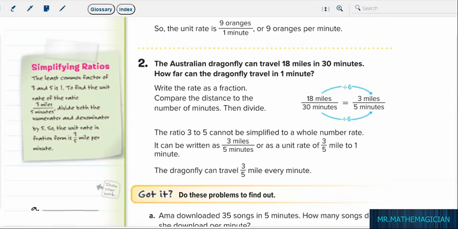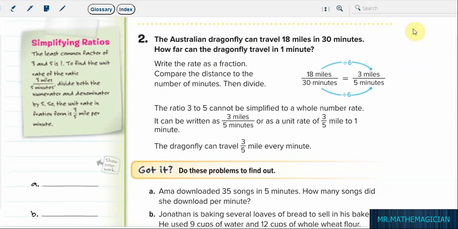Example 2. The Australian dragonfly can travel 18 miles in 30 minutes. 18 miles in 30 minutes. Different units, so we have a rate. How far can the dragonfly travel in 1 minute? Means we need the unit rate.